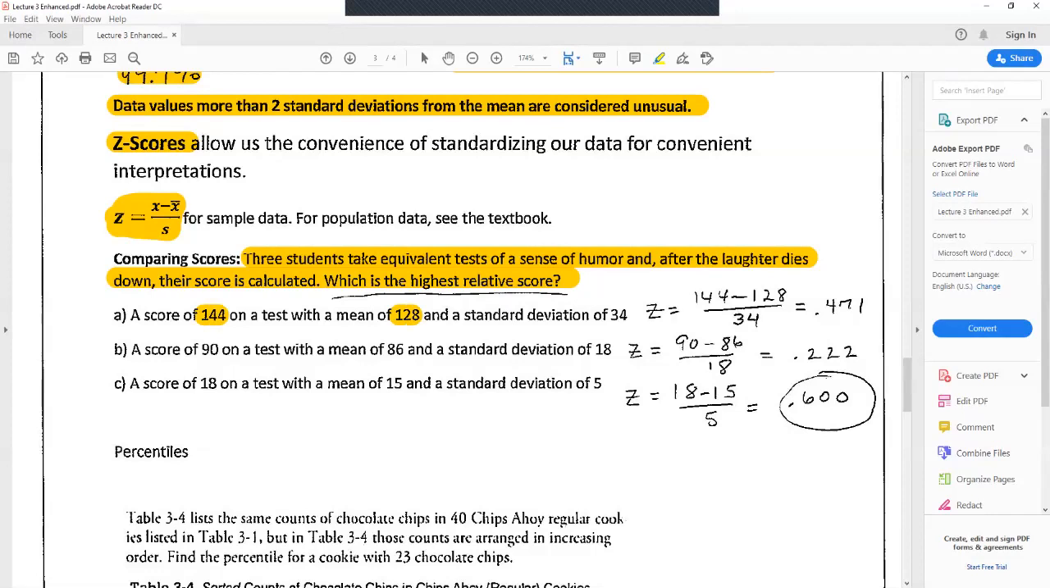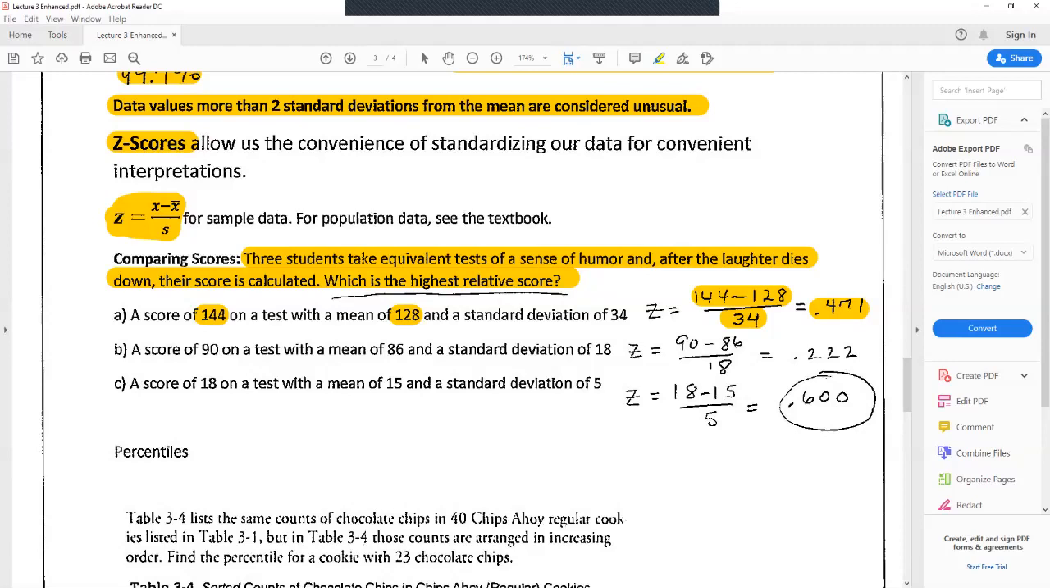So he's clearly above average. But how far above average is he? Well, the Z-score will tell us. So we take the data value, which is 144, we subtract the 128, which is the mean, and then we divide by the standard deviation, and we realize that he is almost between 0 and 1 standard deviation, almost in the middle, between 0 and 1 standard deviation above the mean. In fact, he is 0.471 standard deviations above average.